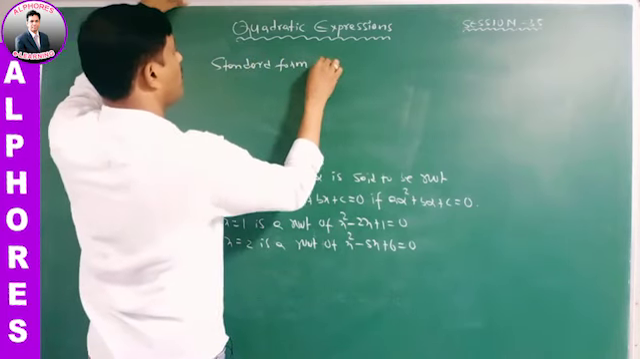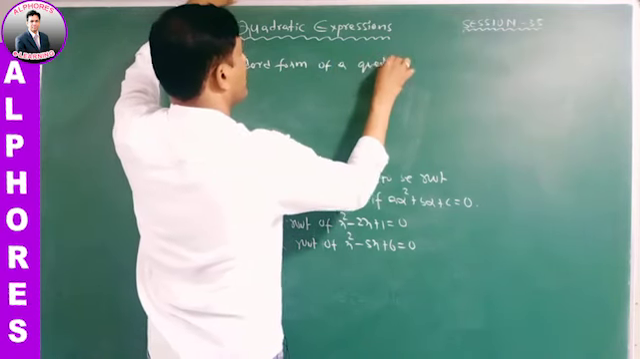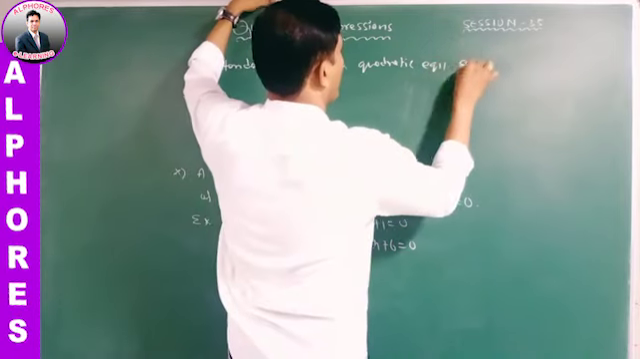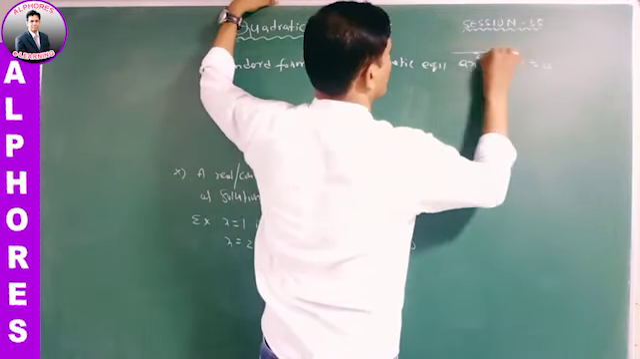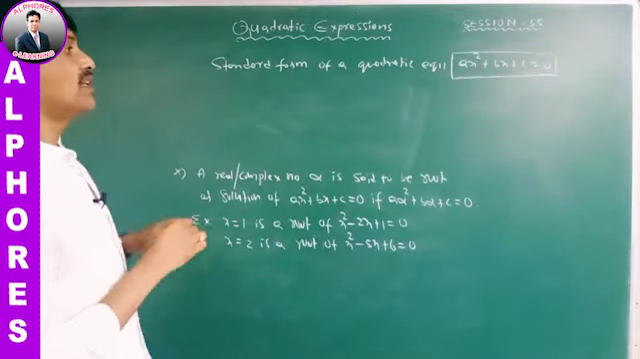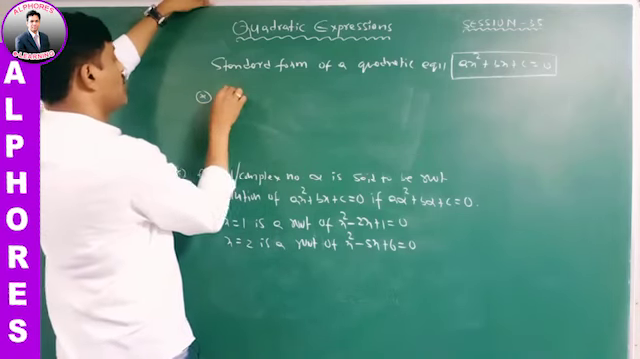The standard form of a quadratic equation is ax² + bx + c = 0. This is the standard form of a quadratic equation. Now we are going to find the roots of the quadratic equation.